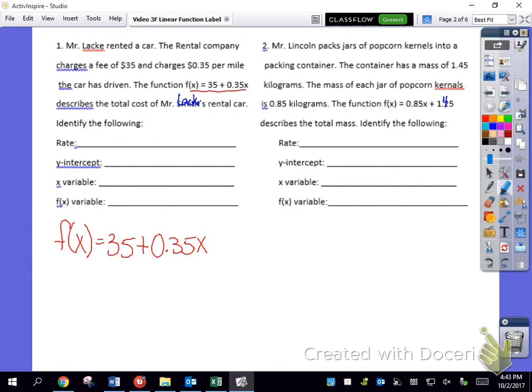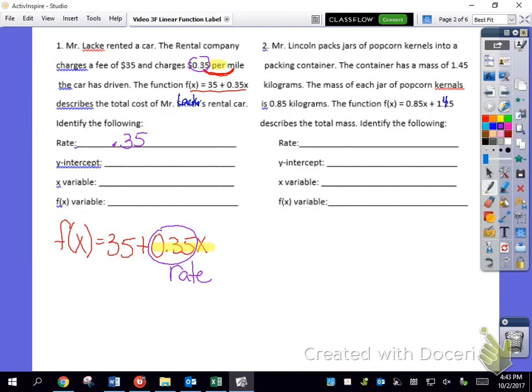Now, if I go back and look at the key words, per. Okay, see that per, 35 cents per mile? These two things go together, 0.35 and mile. See this right here? These go together. So my rate is 0.35. It's what's in front of the x. It's what's in front of that word per. That is my rate, 0.35. Whatever is in front of the x is called your rate. Okay, it's called your rate.